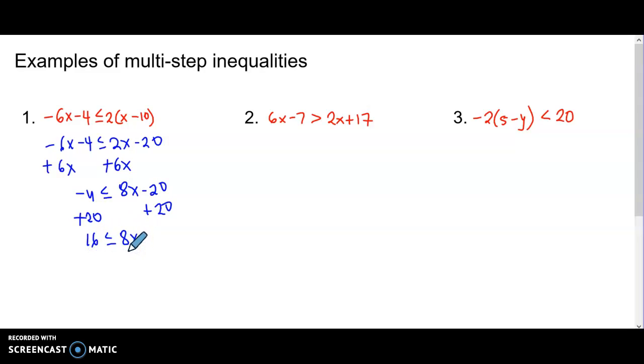So people, this is more than 2 steps. That's why they're called multi-step. I divide by a positive. 2 is less than or equal to x. I want my x first, so that says x is greater than or equal to 2. So on the number line, it would be a closed circle and shade to the right.